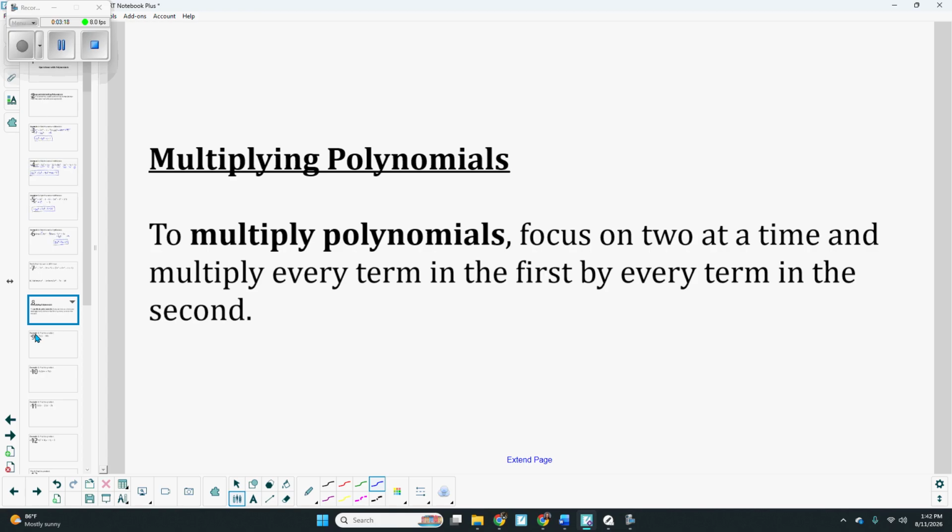The other operation we're going to talk about today is multiplication. So when we're multiplying polynomials, we're doing the distributive property. But we're going to focus on just 2 at a time, because you could multiply 3 polynomials by each other, 4 polynomials by each other. We focus on 2 at a time. And when we do that, we take every term from one and distribute it to every term from the other.